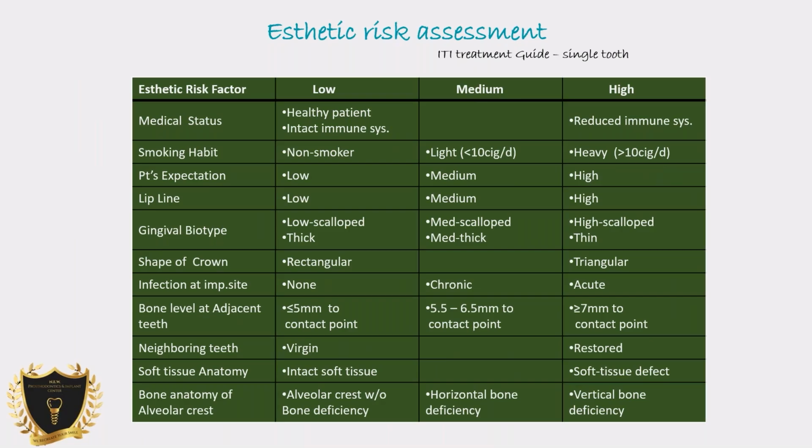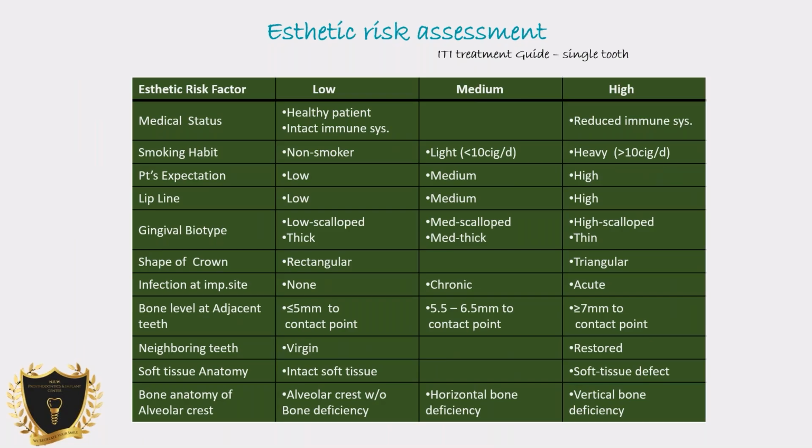What is the location of the soft tissue? Are there any defects? What is the alveolar bone like? Is there any deficiency, vertical or horizontal? So if you look at this chart, it gives you a great idea of what you are looking at. When I'm evaluating the patient, if I take a photograph or I'm clinically looking at the smile line, especially in the aesthetic zone, I keep these points in my mind.